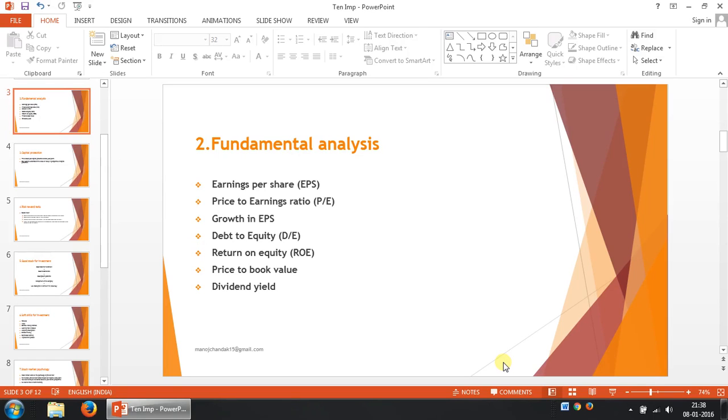Okay, guys, in the series of 10 important keys for stock market success, the next important key is fundamental analysis. Now, whenever we buy any commodity in the world, we check a lot of fundamentals about it. Then, why not about the stock market? And why not about the specific stock?